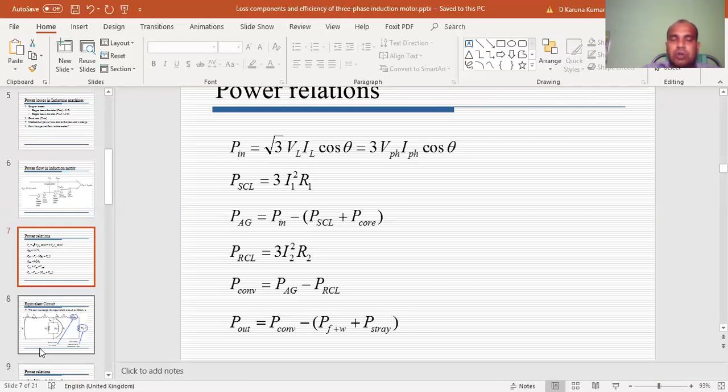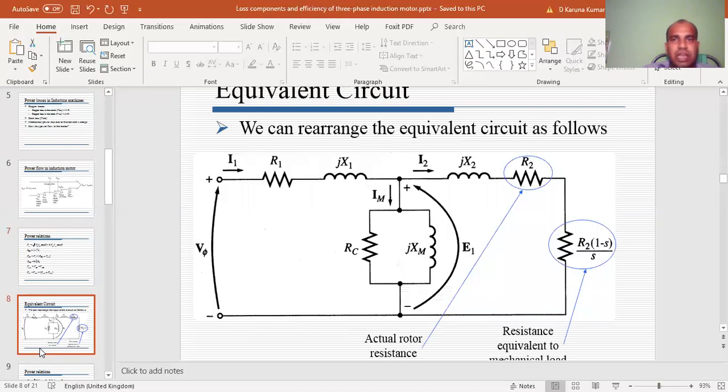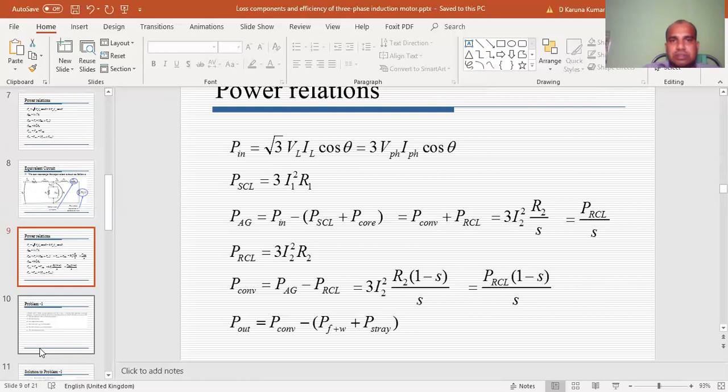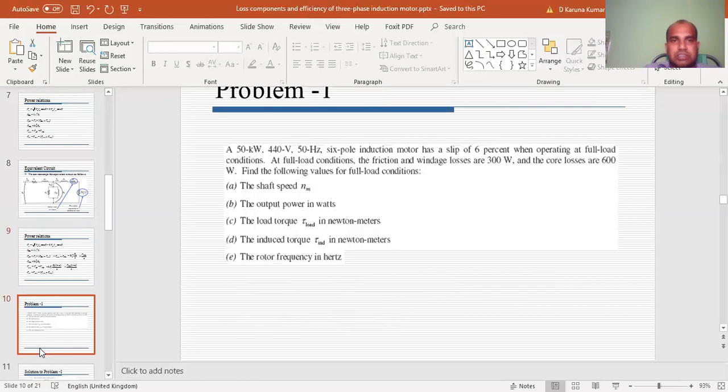Mechanical power is equal to air gap power minus rotor copper losses. Power output is equal to mechanical power minus friction and windage losses plus stray losses. And this is the equivalent circuit of a three-phase induction motor. And again, these are different types of power relations.